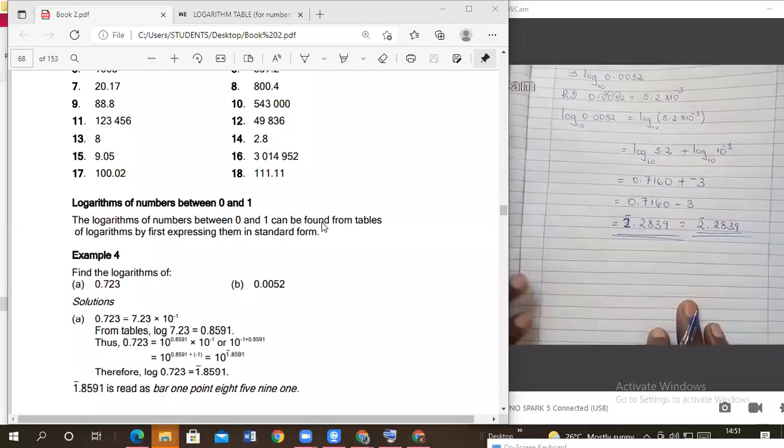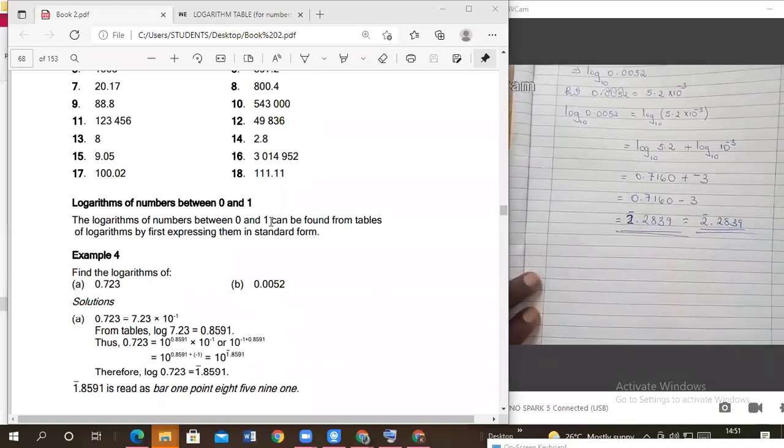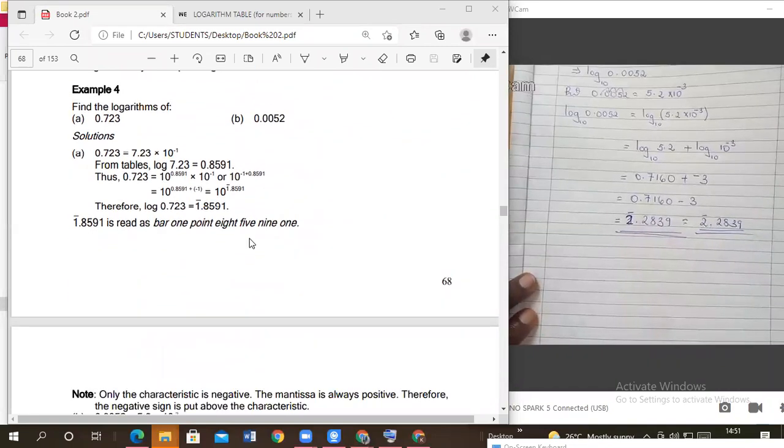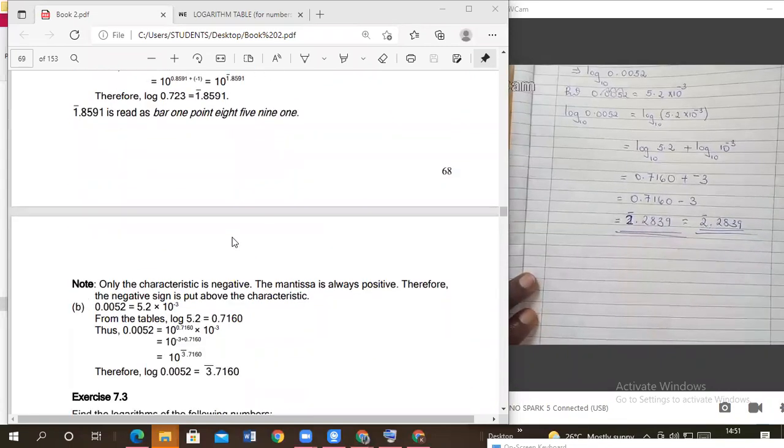39. You can read all these things on logarithms of numbers between 0 and 1.